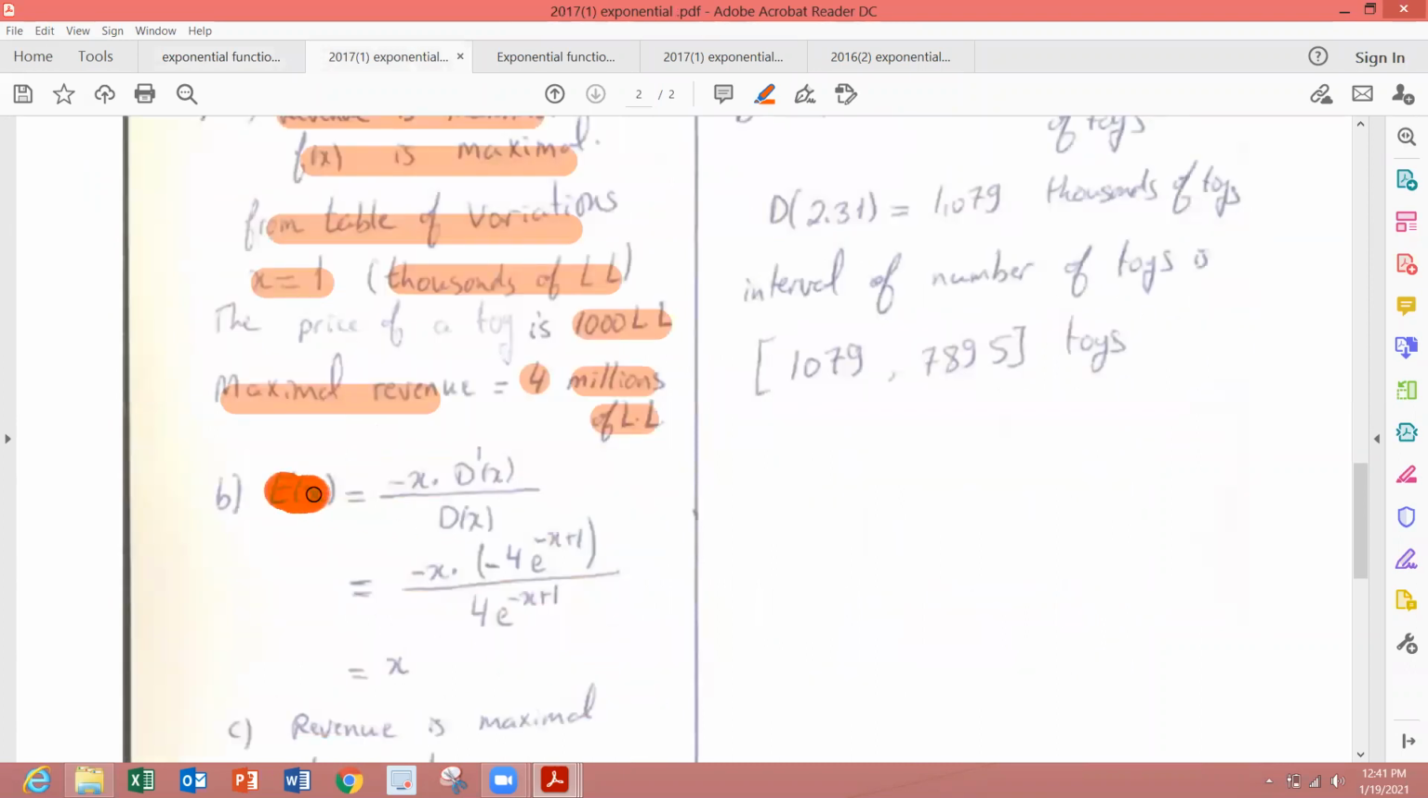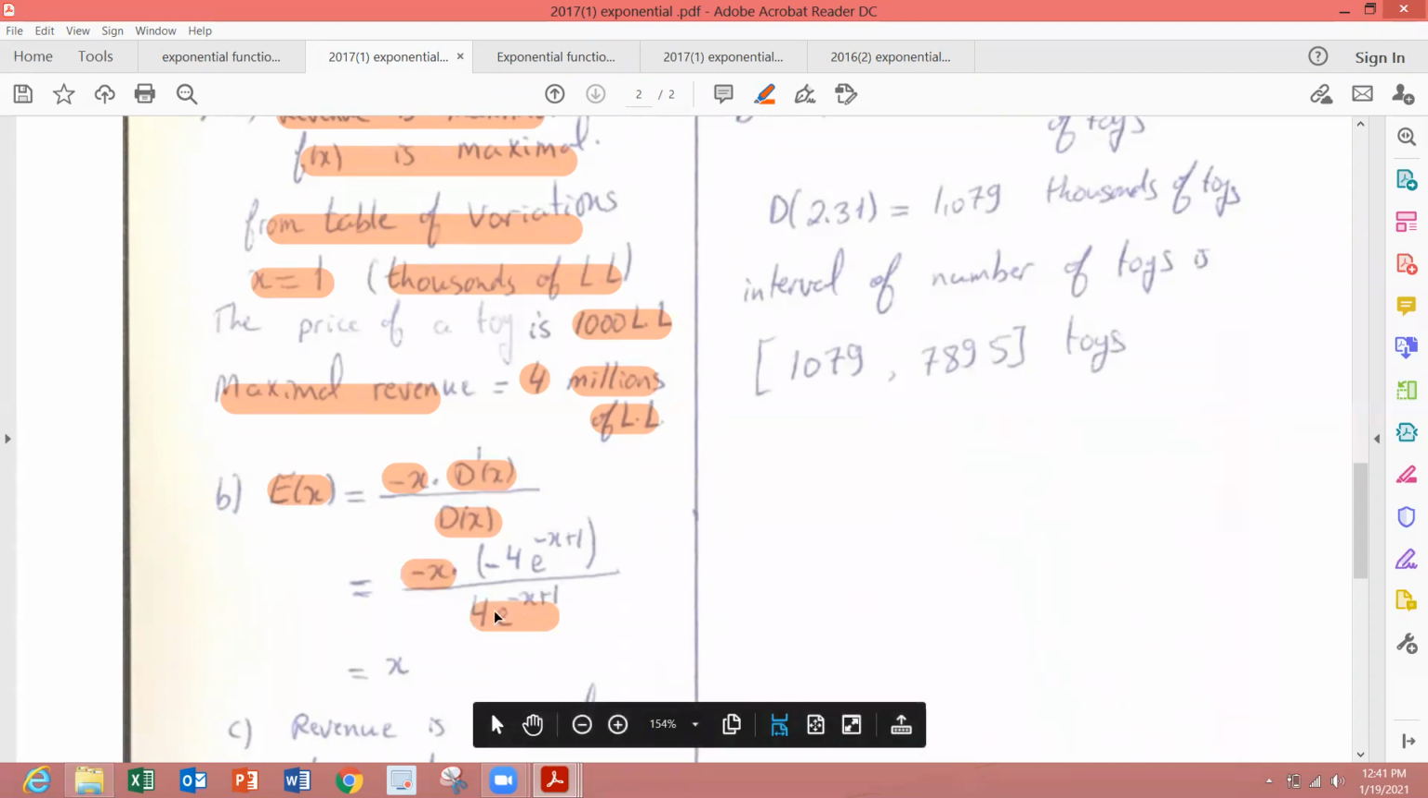So E(x) equals, not f(x), minus x times d prime x over d(x). Minus x, this is minus x. d(x) is the one given. The derivative of d(x): first I take the derivative of the power. The derivative of minus x is minus 1. It becomes minus 4e to the power minus x plus 1. We simplify: the 4e terms cancel and we are left with x. So elasticity is equal to x.